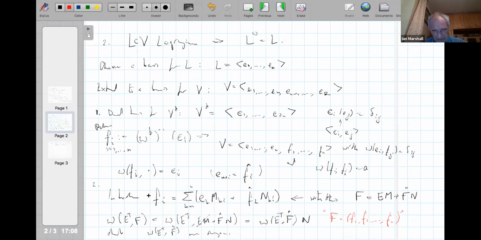Right? This statement here is the same as this statement here when I'm using this convention. And so now when I write this, I'm thinking of producing here a 2n by 2n matrix, well, an n by n matrix, in which the ij component is the symplectic product of E_i with F_j.